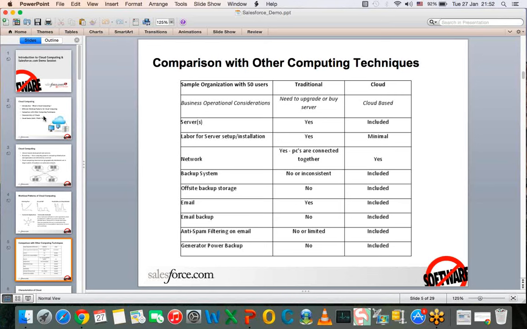So when you consider traditional computing, you need to buy each and everything, and upgrading is very difficult. If there is a new version in the market, you either need to upgrade your systems if they are not matching the requirements, or you need to buy new licenses again.